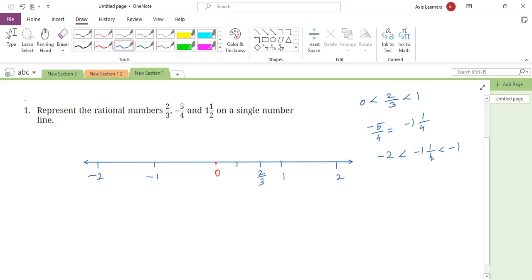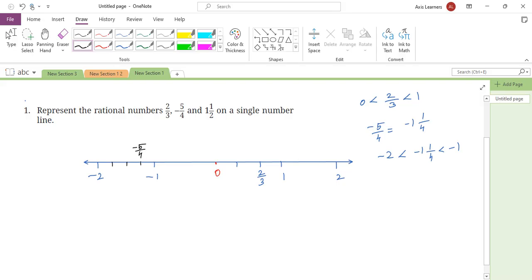So see the denominator 4. I am going to divide this into 4 equal parts. 1, 2, 3, 4. 4 equal parts, right? So minus 1 is here. Minus 1, 1 by 4. Minus 1, 2 by 4. Minus 1, 3 by 4. Minus 1, 4 by 4 will come, okay, so it will be minus 2. Now look at this. Our number is minus 1, 1 by 4 or minus 5 by 4. Let me write minus 5 by 4 here.